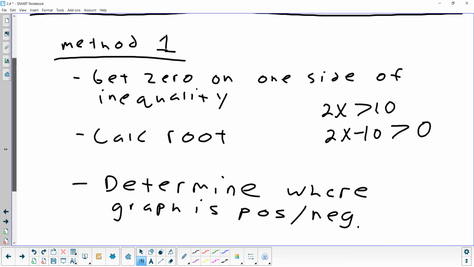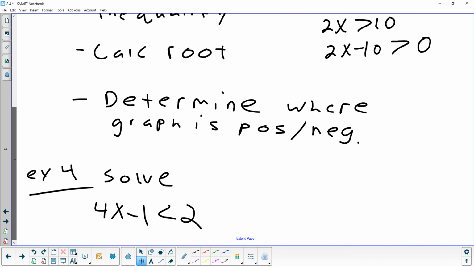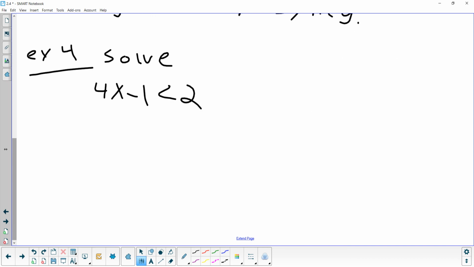So method 1 says to get 0 on one side of the inequality. How would I get 0 on one side here? What would I do, Michael? You subtract 2 from both sides. Okay, so I'm going to subtract 2 from both sides, and we're going to graph it.